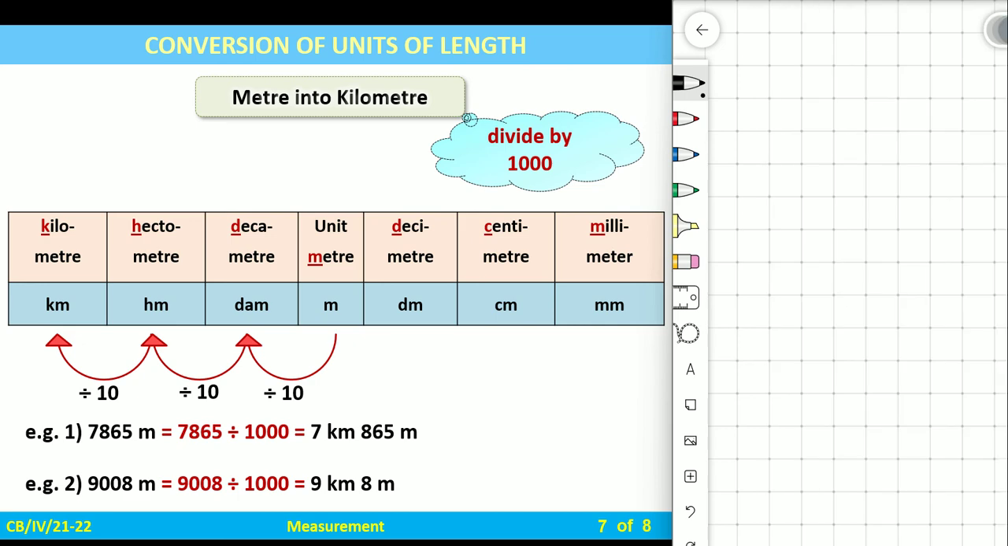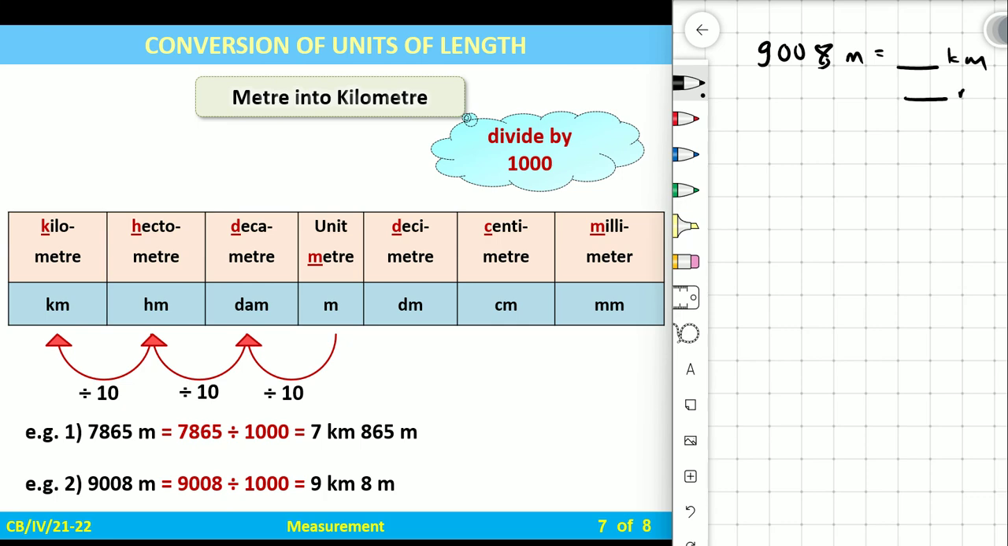It's 9008 meter. Everybody is getting cold. I'm having some cough and cold.